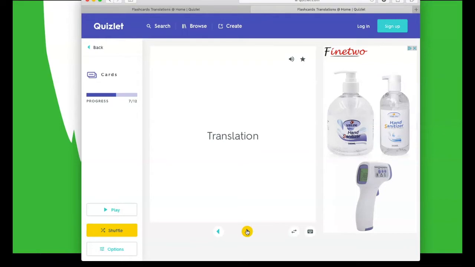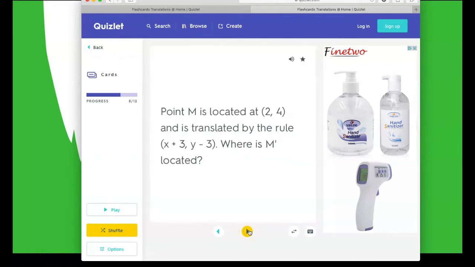What is a translation? You should know that one without fail. It slides a figure to a different location. Good. Let's try another one of these types. Point M is located at 2, 4.